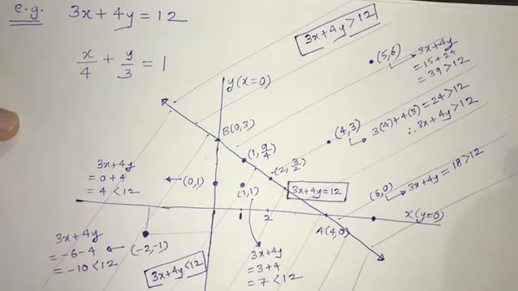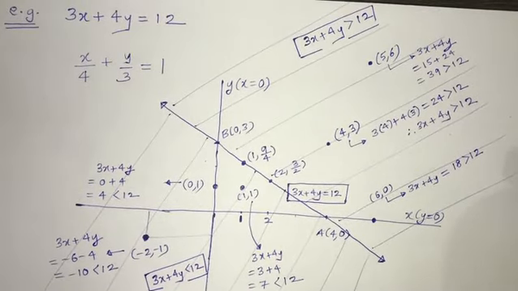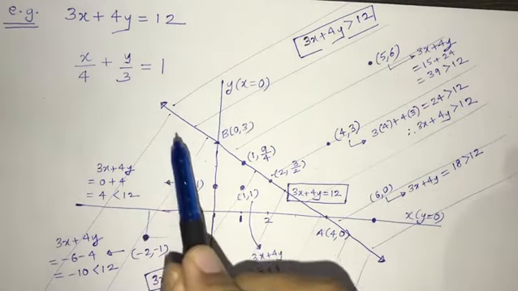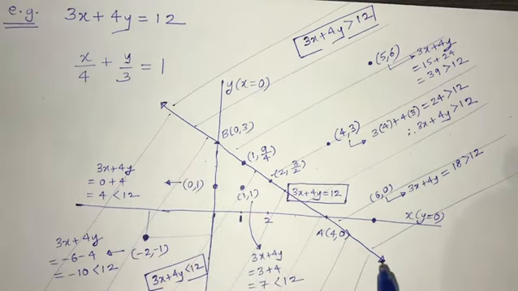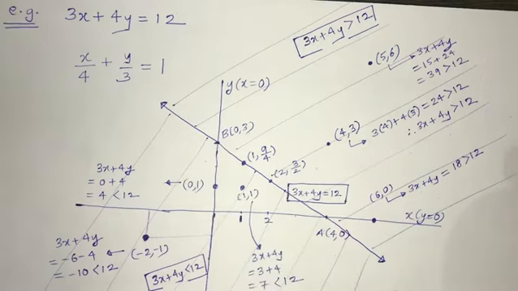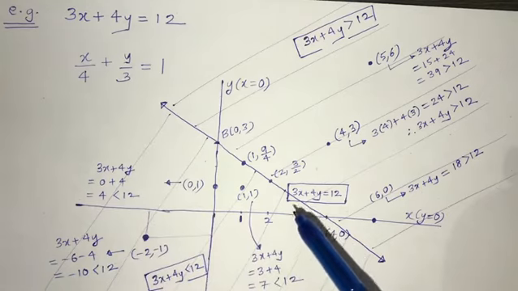Everywhere there, 3x plus 4y is greater than 12. So on this side, 3x plus 4y is greater than 12. On the straight line, 3x plus 4y is equal to 12. On this side, when you calculate the left hand side, you get less than 12. So the straight line divides the plane into two halves. Every point on the line 3x plus 4y equal to 12 gives you 12 in the LHS.